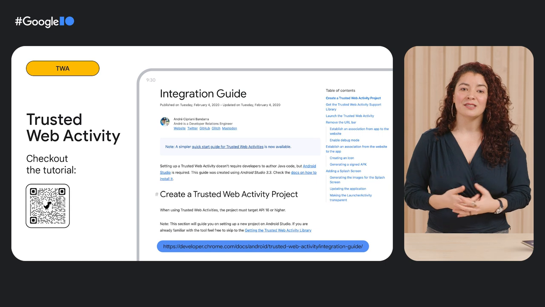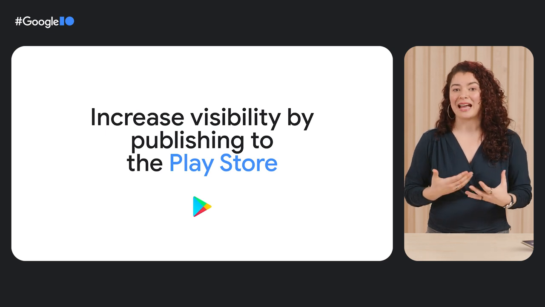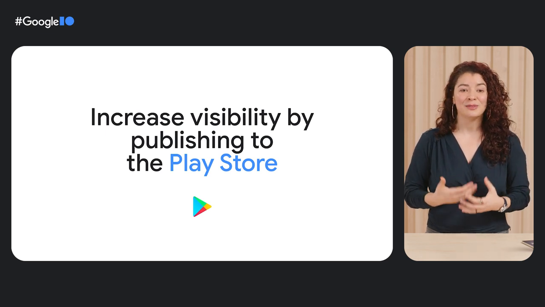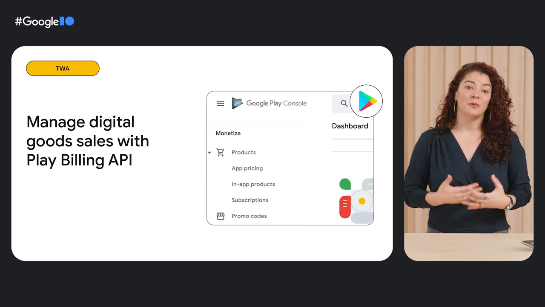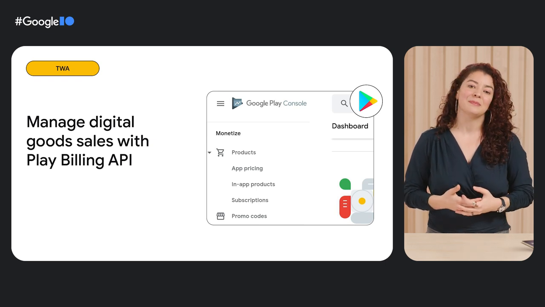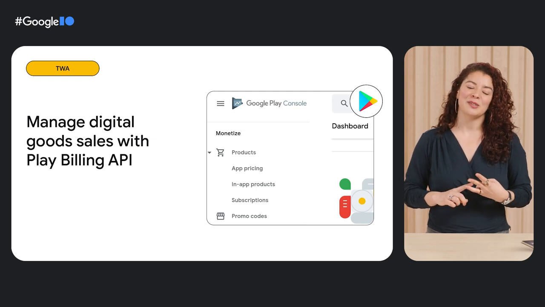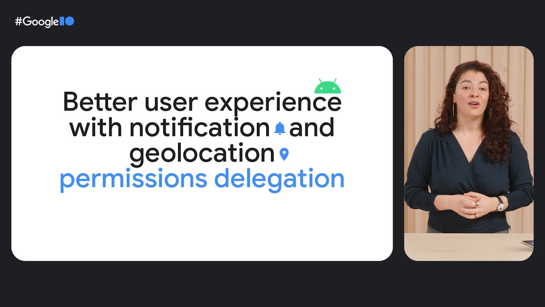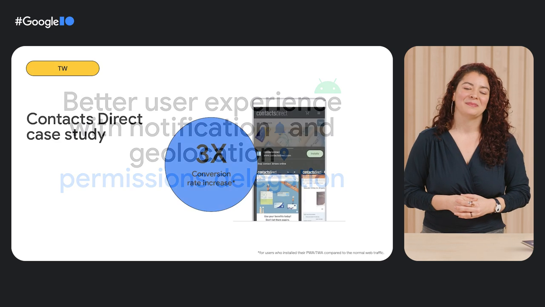A couple of advantages of wrapping your web app using TWA are publishing to the Play Store, which gives your app access to the store's visibility and distribution, getting access to the Play Billing API, which allows developers to manage the digital goods sales in their apps, making it easier to set up products, sales, subscriptions, and more. Also, getting notifications and geolocation permissions delegated to the Android app instead of the website.